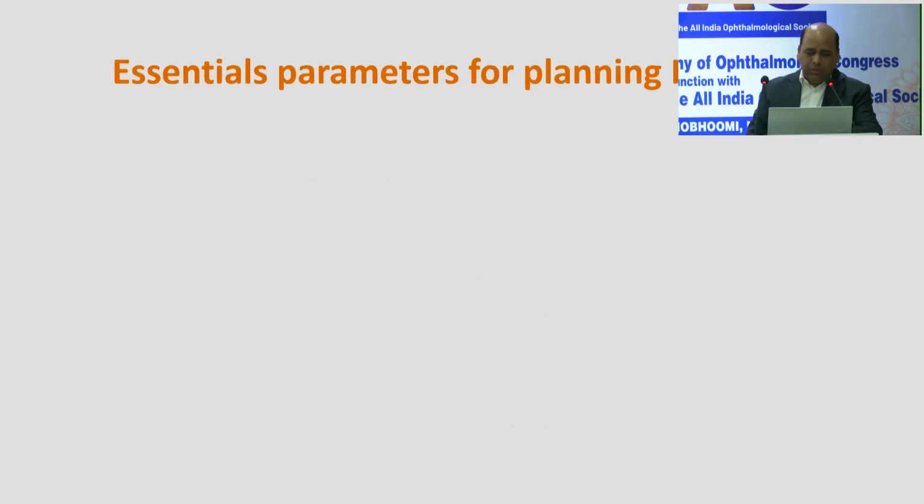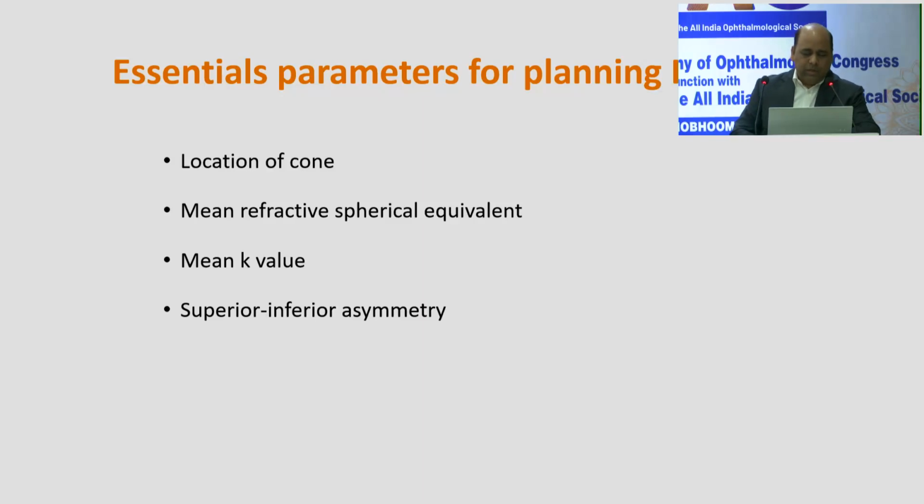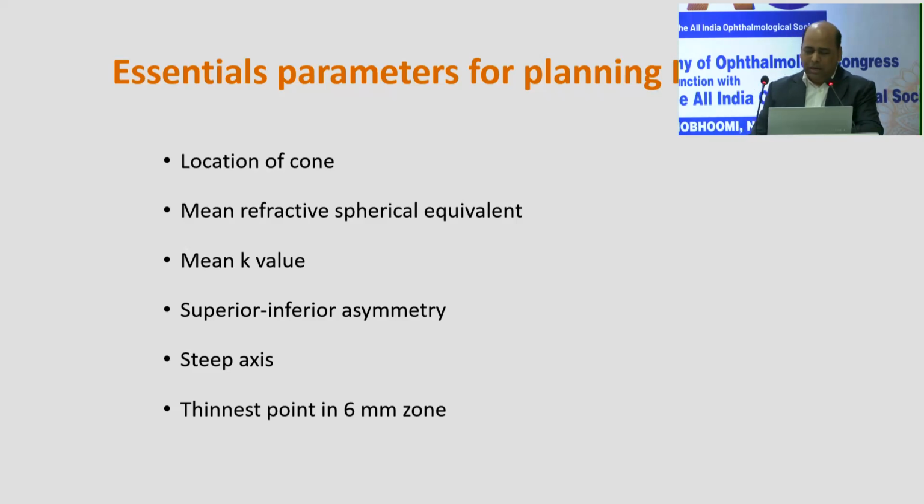So these are some of the parameters for planning intacts: location of the cone, mean refractive spherical equivalent, mean K value, superior inferior asymmetry, steep axis, and the thinnest point in the 6 millimeter zone. So these are the protocols that we learned at Narayan Netralaya from Dr. Rohit, and we plan our intacts ourselves. We don't rely on the company's nomogram.